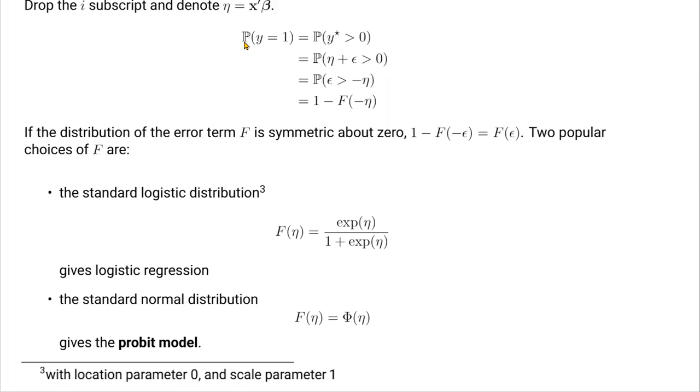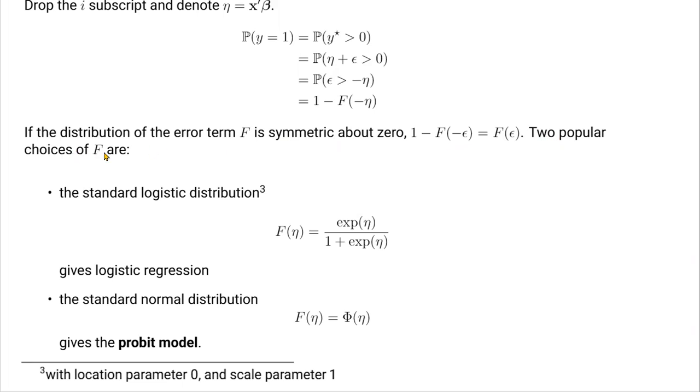Okay, so going up here, just view this. The probability that y is 1 is the same as 1 minus the CDF of here. And the CDF here is some function of beta, and it's got your covariates in there. If the distribution of this error term is symmetric about 0, then obviously this holds, as you can see. And depending on the choice of F, we have certain kinds of models.